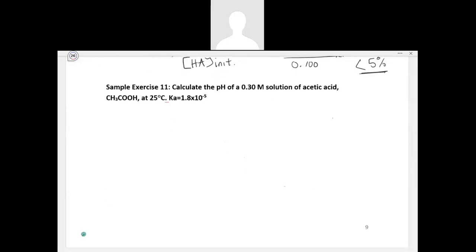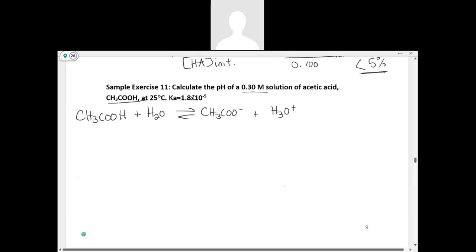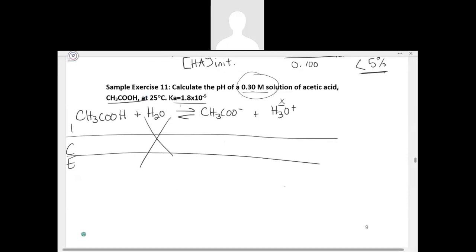We're asked to calculate the pH of a 0.3 molar solution of acetic acid. That's the chemical formula here. So let's write this down. We know that this was added to liquid water in order to get acetate ions and our hydronium ions at equilibrium. We're told here that we have a Ka value of 1.8 times 10 to the negative 5. We can solve for our X value here, like we did in the previous example. So let's plug in our initial, our change, and then our equilibrium concentrations here.